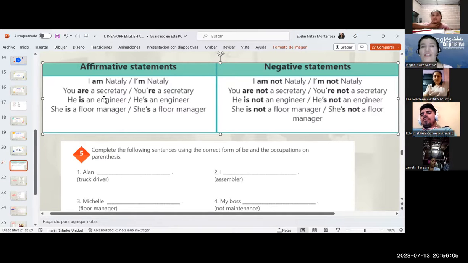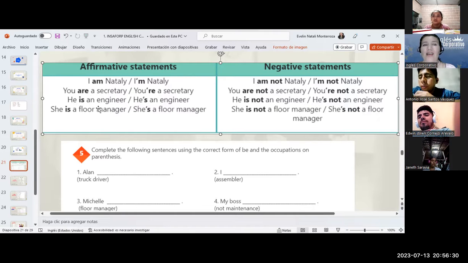Todas las profesiones van acompañadas siempre de a o an antes. Y en este caso, como tenemos vocal, tiene que ser an. He is an engineer. No podemos decir he is a engineer because you have two vowels together and that's not correct, right? Tienen dos vocales juntas, no puede ir a engineer. Tiene que ser an engineer, okay?